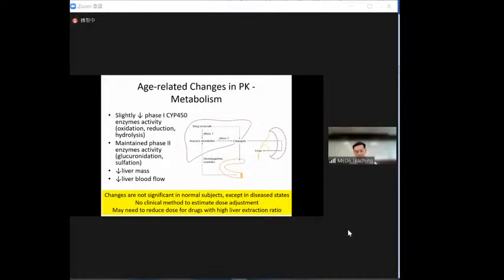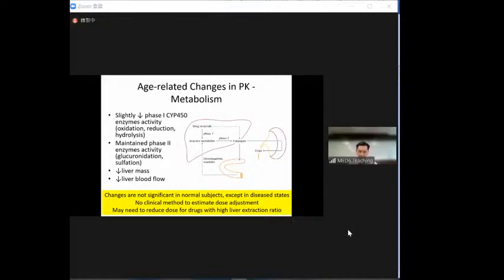For example, the patients have cirrhosis. So overall, we do not expect the metabolism to be affected, or that we need to have some dose titration or reduction because of the normal aging decline in liver condition. But when the patient has cirrhosis, it is the other story. But unlike the kidney function, we do not have a good calculator or estimation of the liver function to see how to reduce the dose.